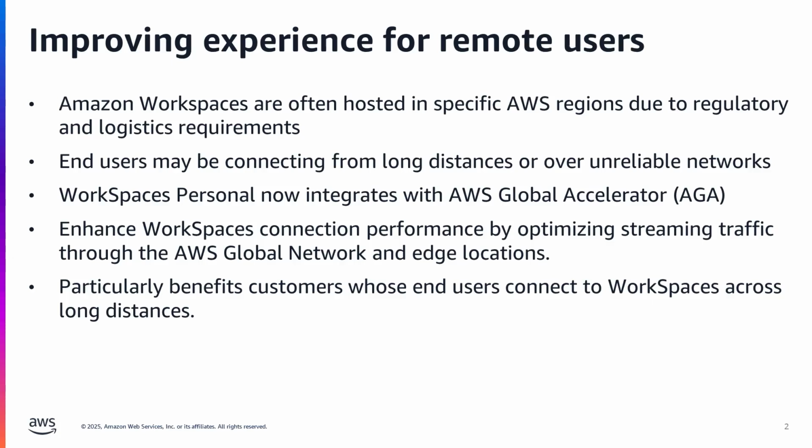WorkSpaces Personal now integrates with AWS Global Accelerator to help solve this. AWS Global Accelerator utilizes the Amazon Global Network, allowing you to improve the performance of your applications by lowering the round trip for packets to go from the client to your endpoint and back. It also helps reduce the variation in latency and helps increase throughput as compared to the public internet. This in turn can help improve the user experience for remote users.